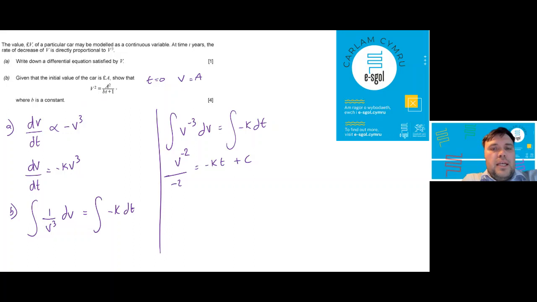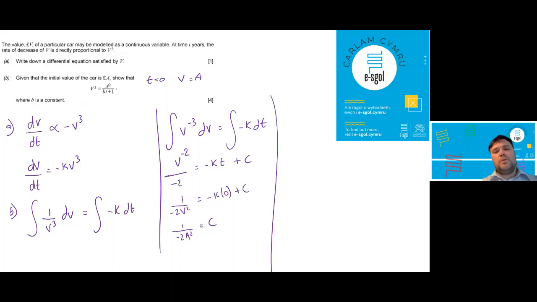So we're told when t is equal to 0, V is equal to A. If I tidy this up on the left-hand side, we have 1 over minus 2V squared is equal to minus k times 0 plus c, and I'll put the A in. So it is 1 over minus 2A squared equals c. Line down. So if I then put all that in, we have minus 1 over 2V squared equals minus kt, and that is equal to minus 1 over 2A squared.